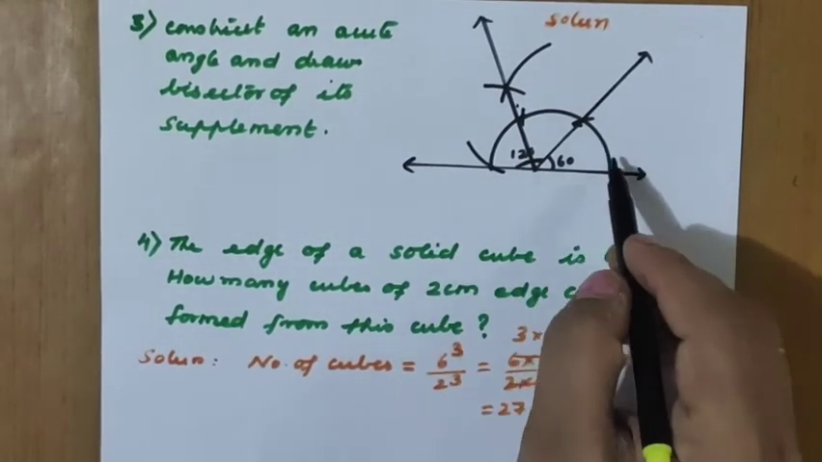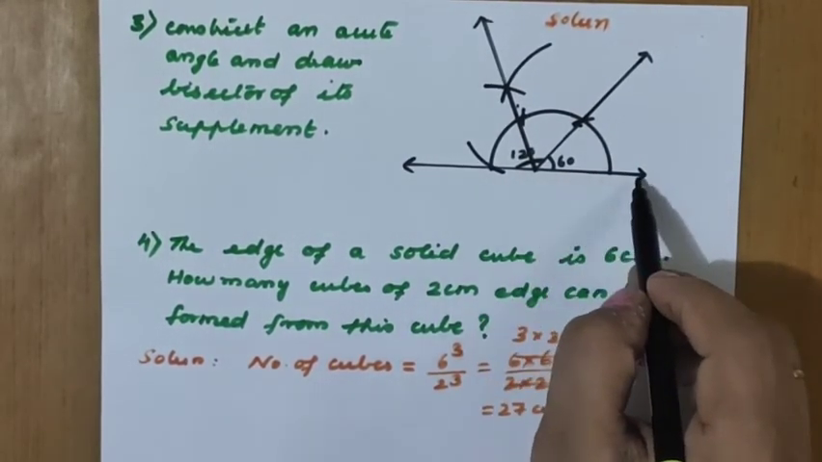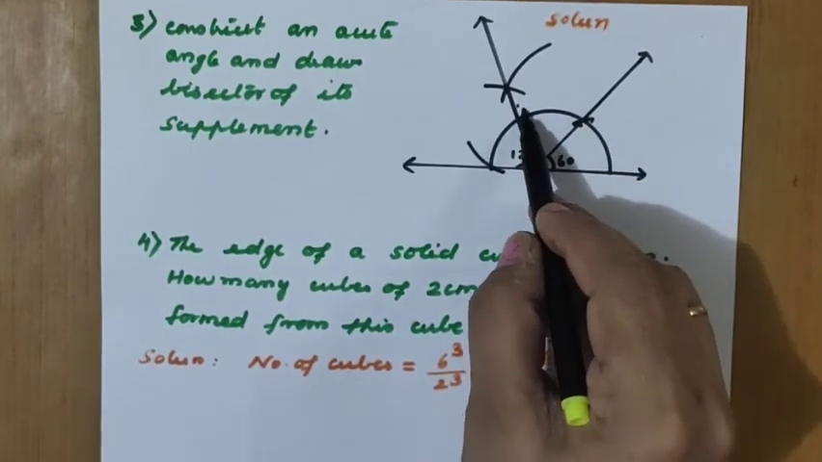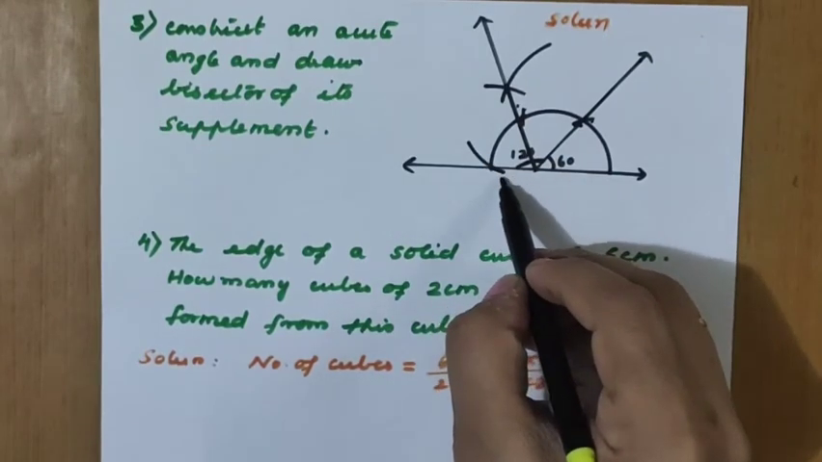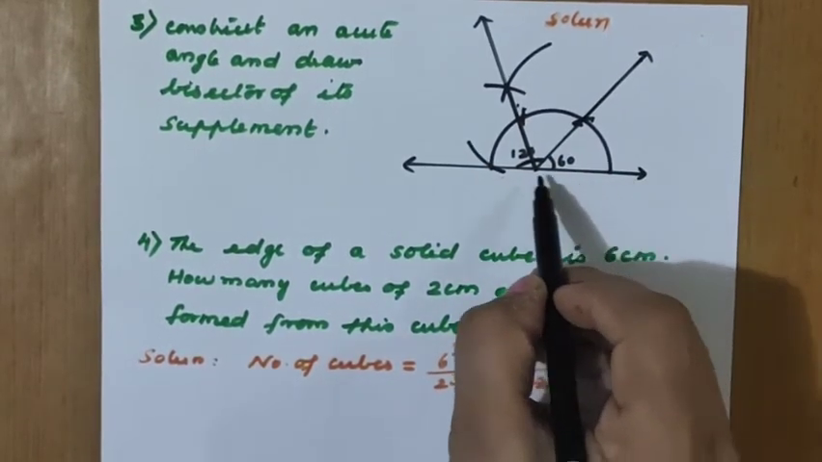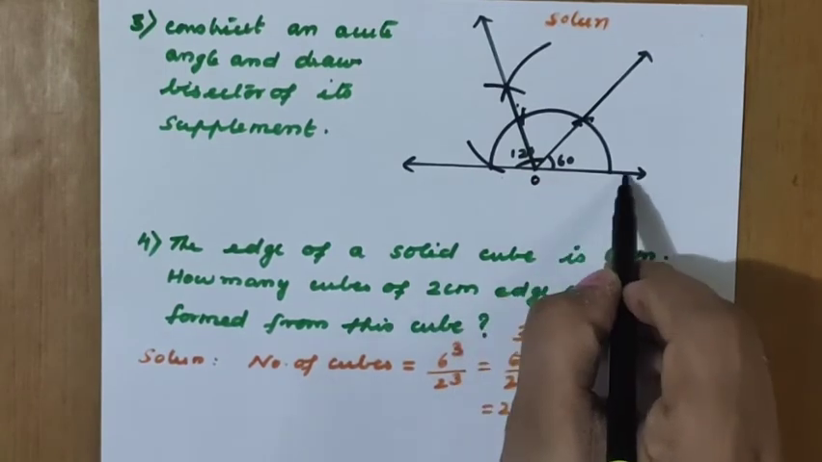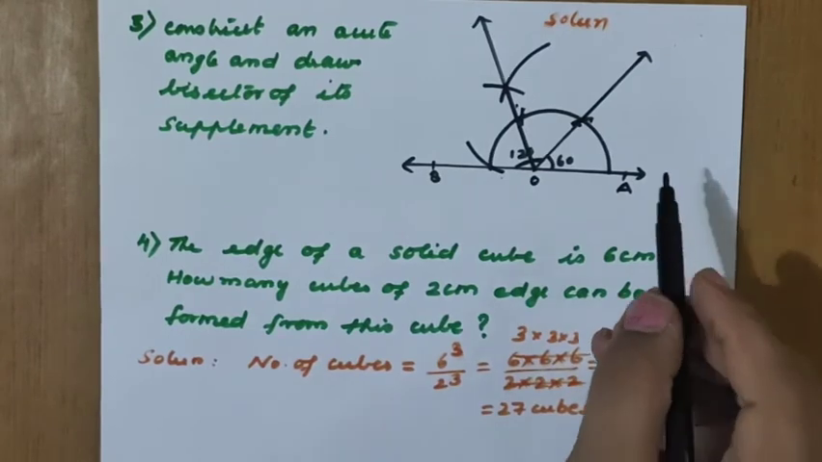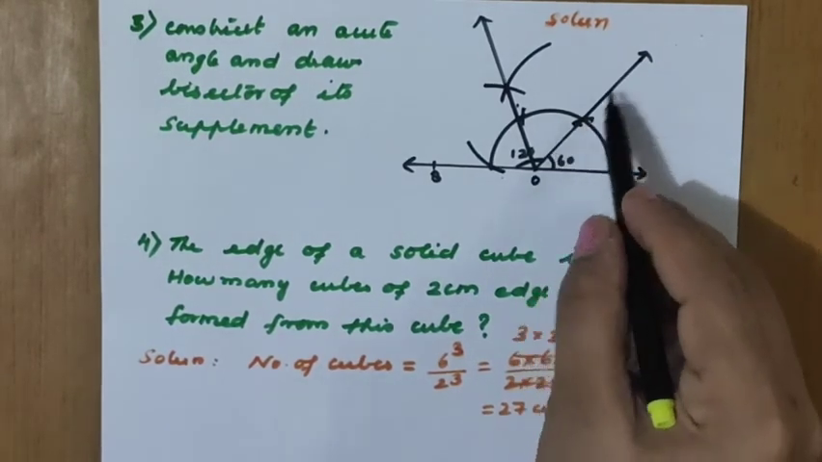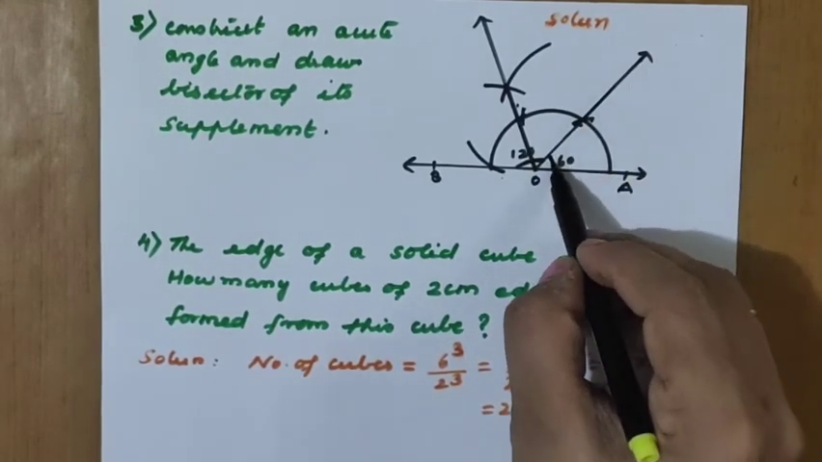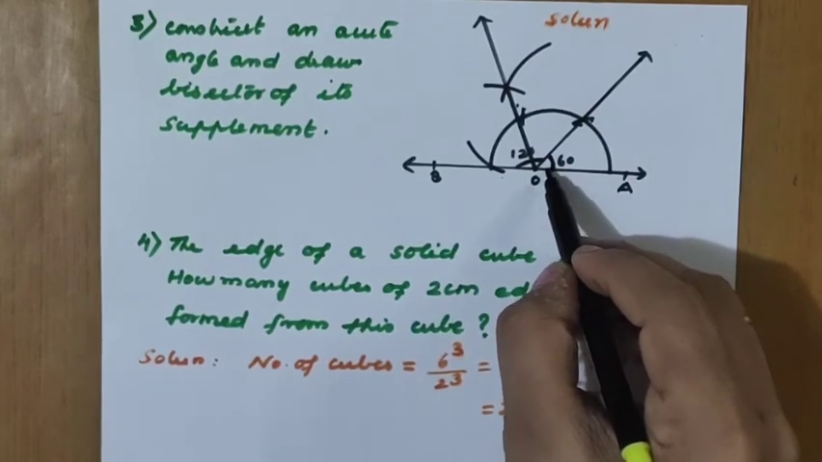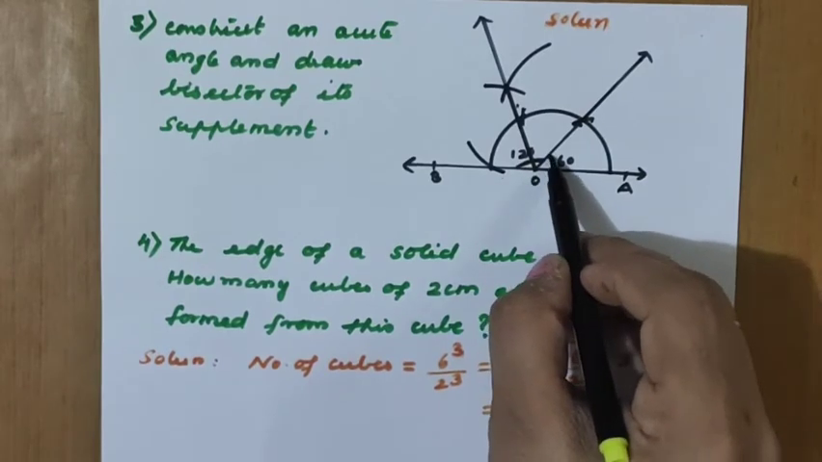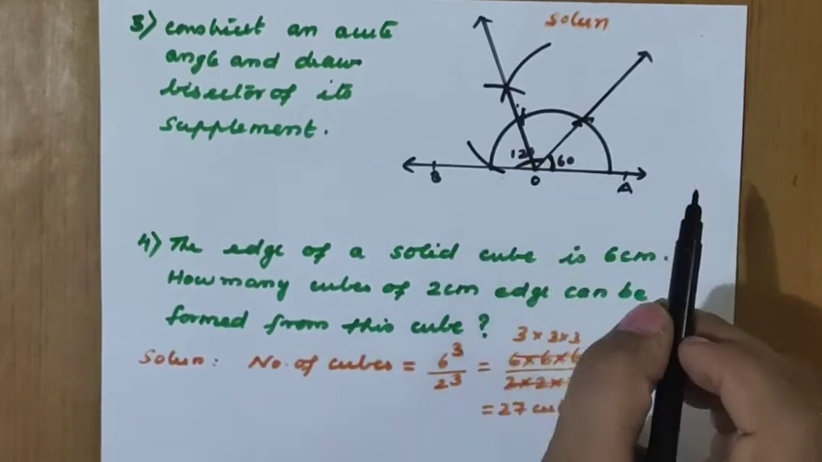First I will construct 60 degrees: draw a ray, then draw the semicircle. The first cutting is 60 degrees, the second equal cutting is 120 degrees, the third is 180 degrees. So we can produce this ray backward as well. So AOB equals 180 degrees. We complete the first angle of 60 degrees. The acute angle is 60 degrees, so its supplement is 120 degrees. We write 60 here, and the remaining will be 120, right?